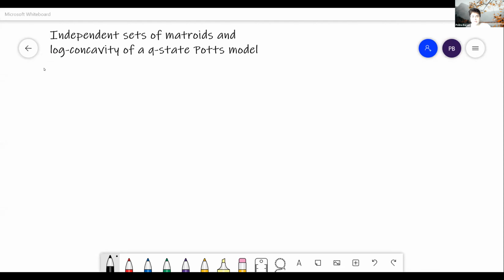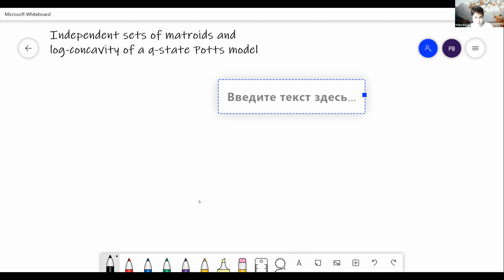And today we are going to discuss independent sets of matroids. And I suggest that we start with the basic stuff, with the definition of what a matroid is, which I'm assuming not everyone knows.